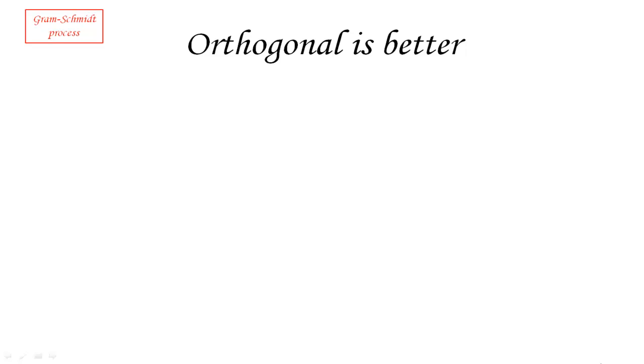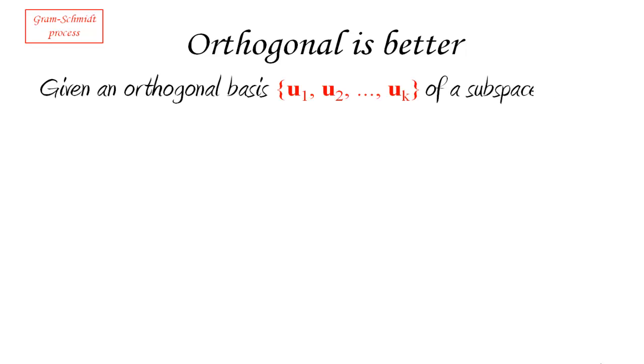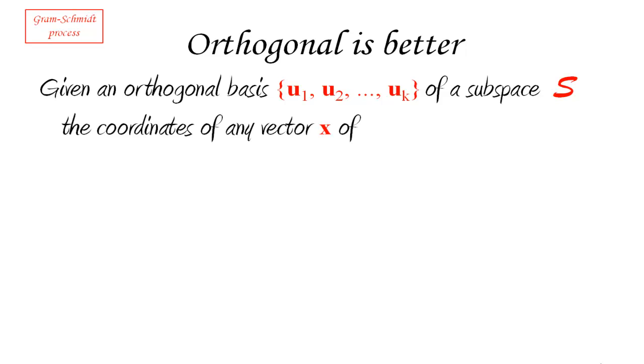So let me explain why orthogonal bases are better. It turns out that given an orthogonal basis u1, u2, ..., uk of some subspace S, and again we're dealing with Rn, the coordinates of any vector x of S are given by this fairly simple formula. The coefficient, or coordinate, ai is given simply by the dot product of x and ui, the same i, divided by ui dot ui.